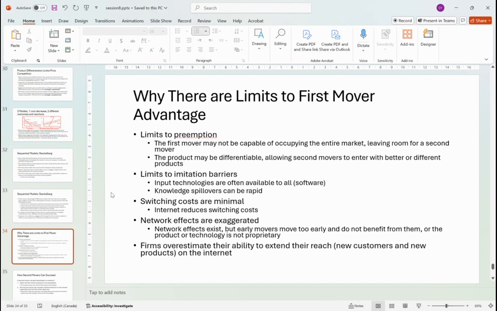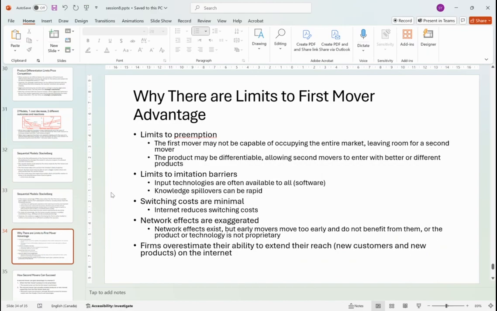And sometimes switching costs are minimal. Maybe it's not that hard for customers to try another firm, right? So maybe it's not that costly for them to try another firm. At least they can give it a try and it's not costly to them. And if they are happy, they can switch to the other firm, right? So in that case, the first firm may not be as successful as expected.